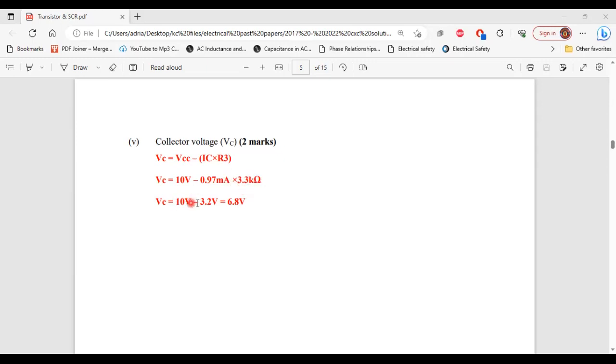That will give us 10 volts minus 3.2 volts. That will give us 6.8 volts. So VC will give us 6.8 volts. All right, so that's it for part five, and that's it for this question. All right, so let's move on to the next question.